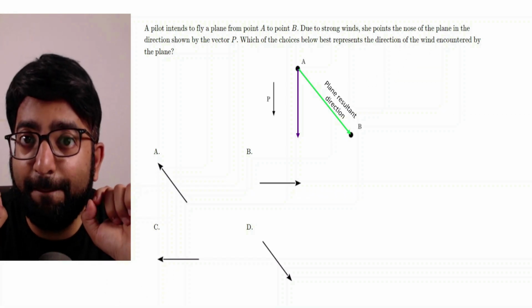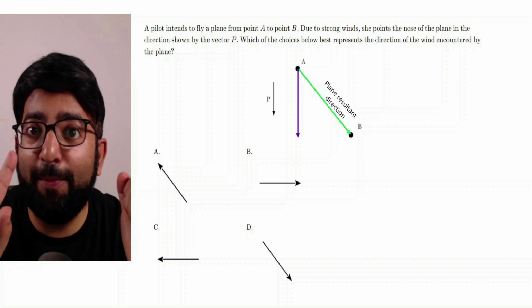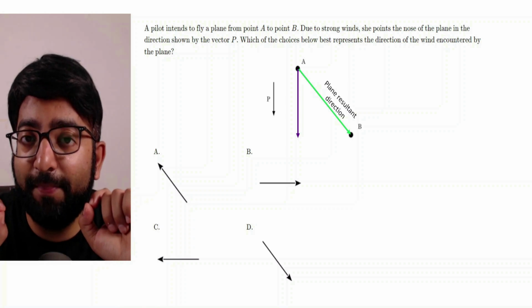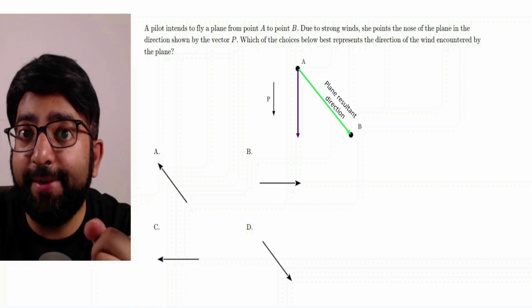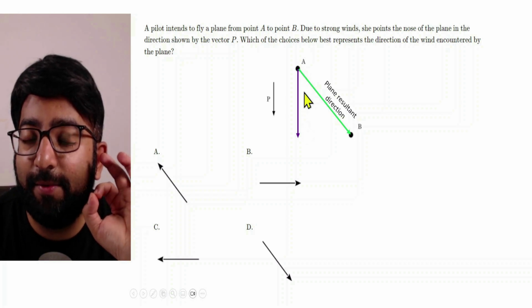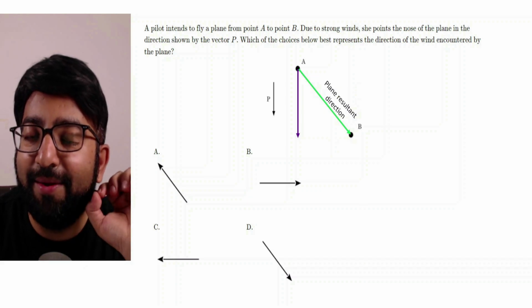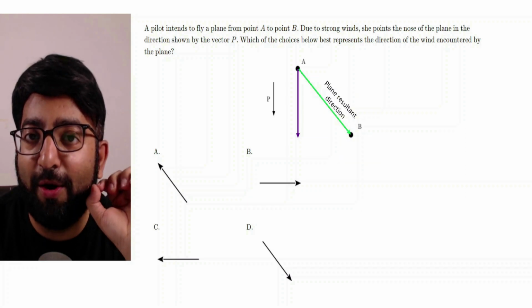We will be using the parallelogram law of vector addition. Remember what the steps were? Step 1 was to create a parallelogram. Now the parallelogram was to be created using the two vectors. But here only one of the vectors is given, this purple arrow. This green arrow is the resultant. But still, we can create the parallelogram. So how do we do that?